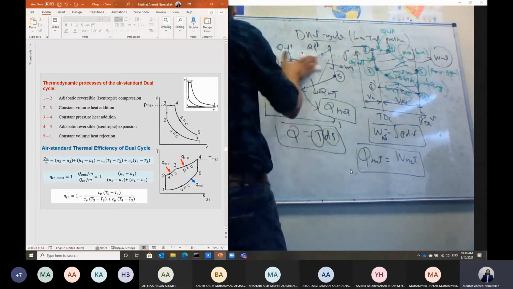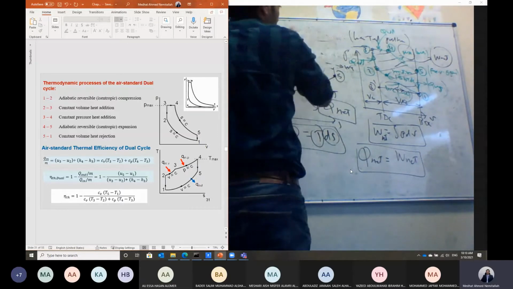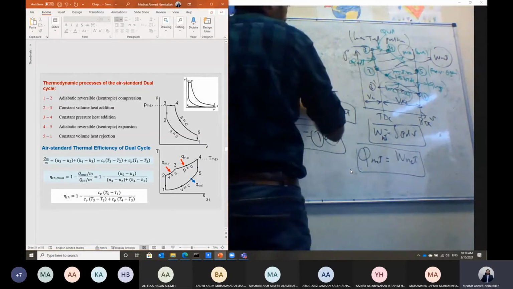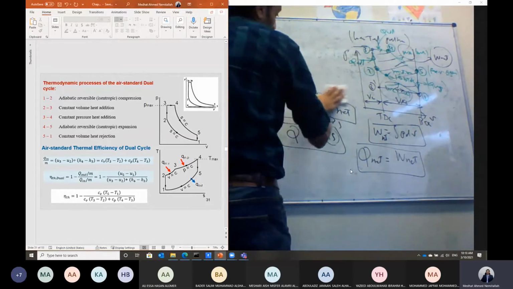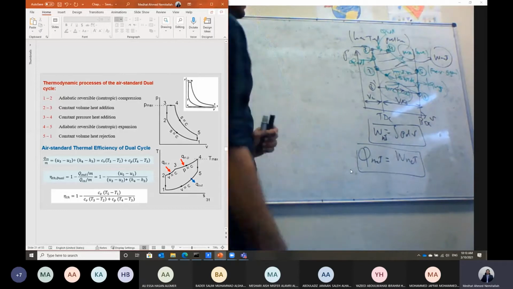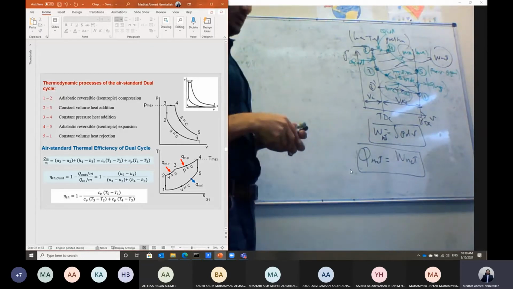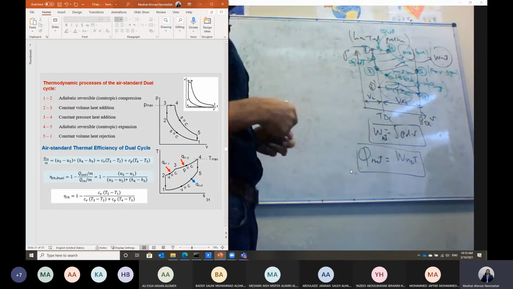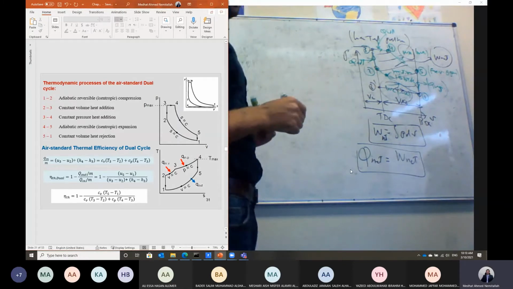I will leave it for you to go through this cycle as we did for the diesel and the Otto cycle. You can go step by step. That will be, inshallah, a homework assignment, and then you can prove the relation for the thermal efficiency of the dual cycle or the limited pressure cycle.